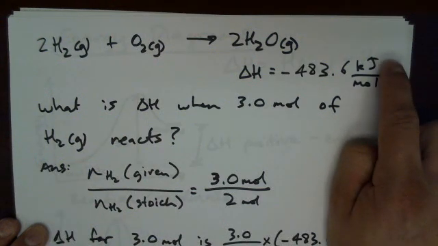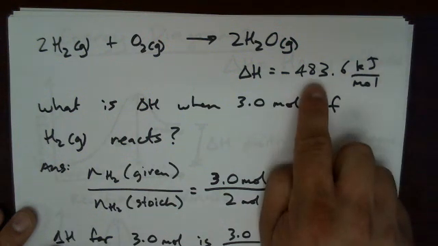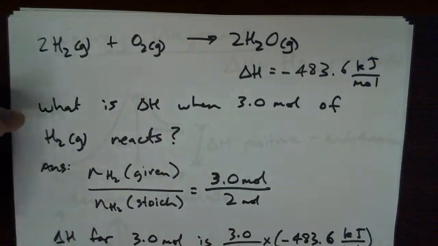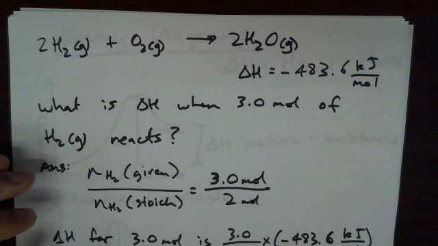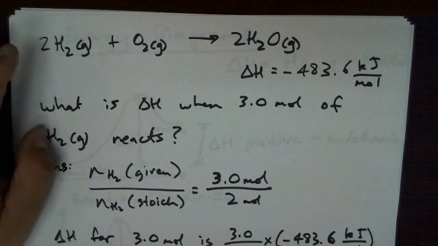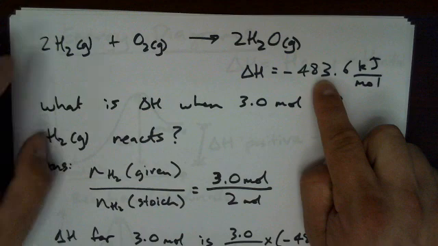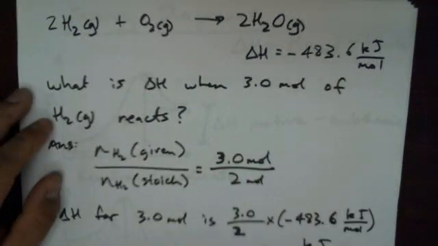So these units are different than what we had before. Before it was kilocalories per mole. Now we're working with kilojoules per mole. If you divided this number by 4.184, you'd be back to kilocalories per mole. What is delta H when 3 moles of H2 reacts? In this case, we're going to be careful because it's really 2 moles of this that is going to give this delta H, and we're asked what 3 moles is going to do. So you should be able to see that you have 1.5 times that number.